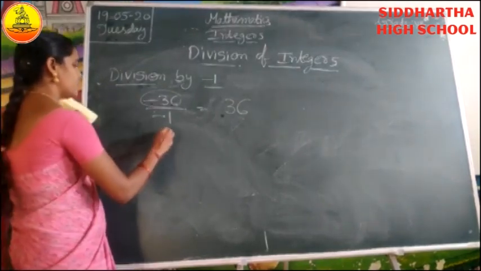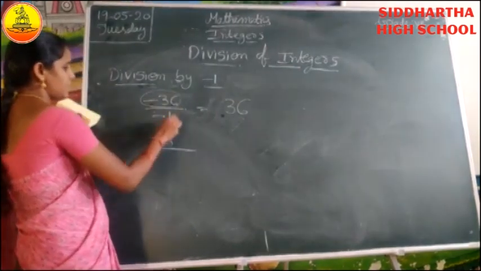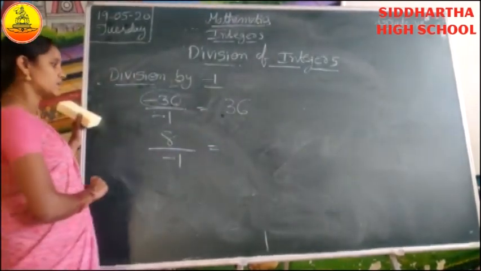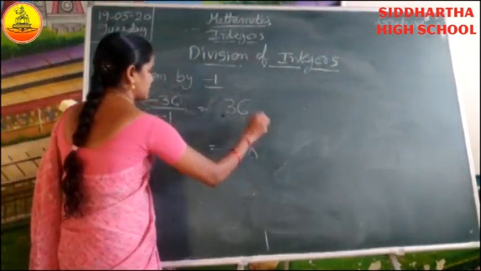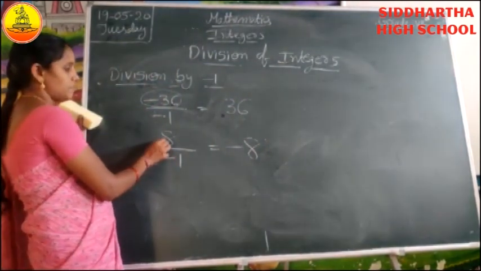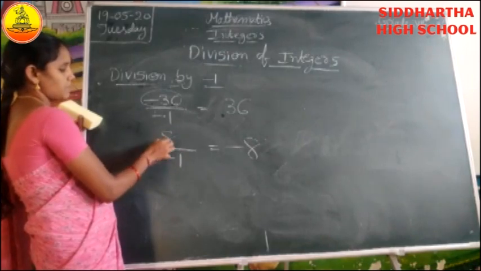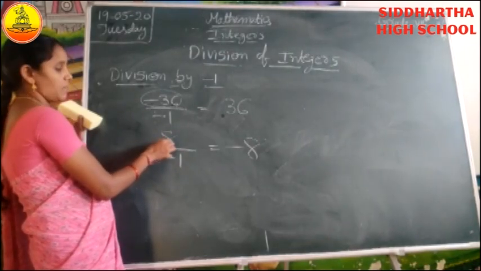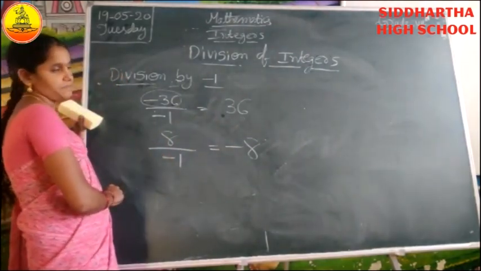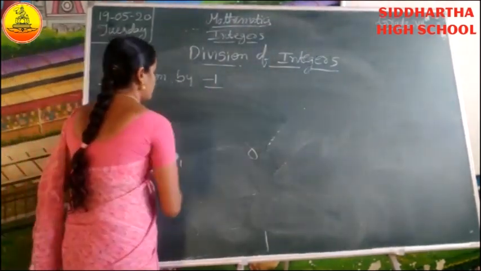Now if we divide 8 by minus 1, what is the value of 8 by minus 1? Minus 8. Because here we are dividing by minus 1, the result will be the opposite of plus 8. Opposite of a positive integer is a negative integer. Minus 8 is the answer. Okay. Did you understand, children?